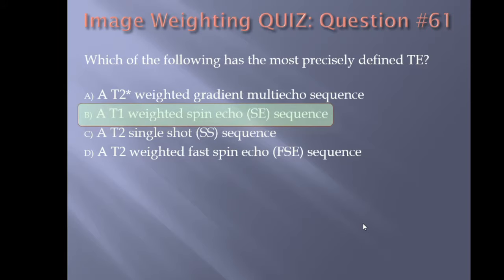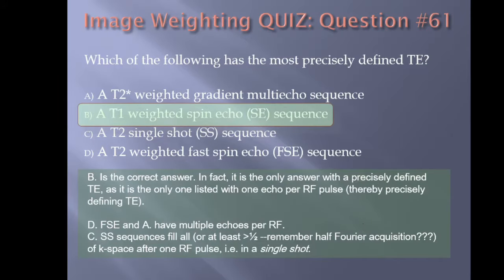So let's talk about this just to make sure that everyone gets it. The TE is defined as the space between the RF pulse and the center of the collected echo. In the case of a spin echo sequence, you have one echo per RF pulse. Thus, the TE is precisely defined.